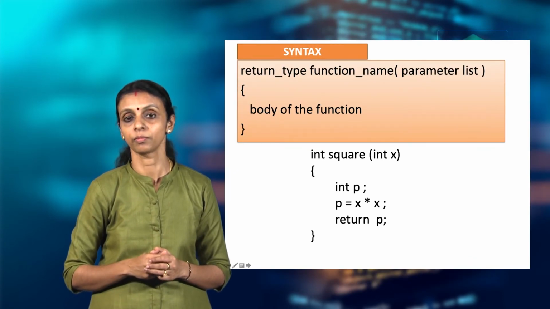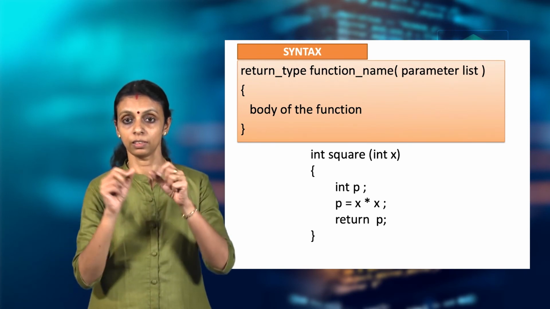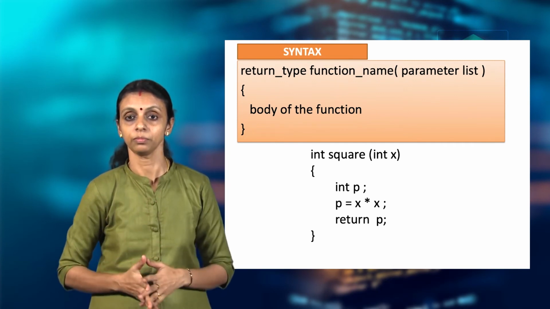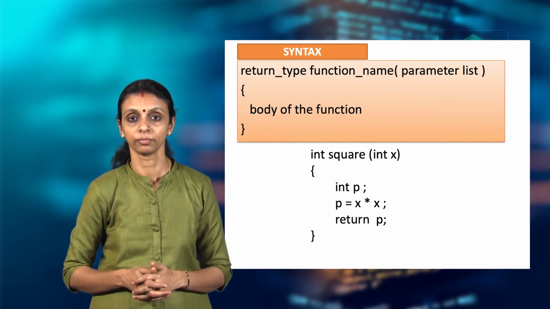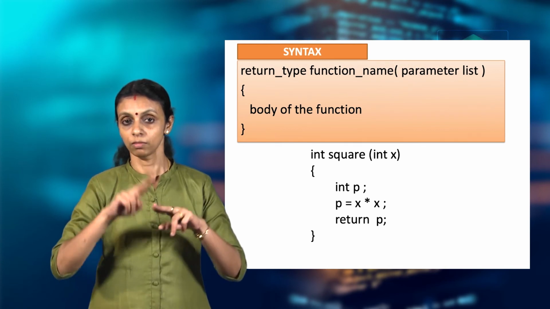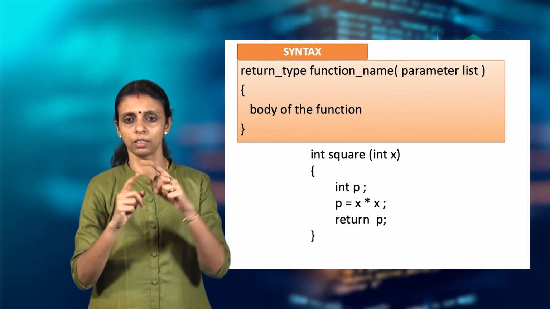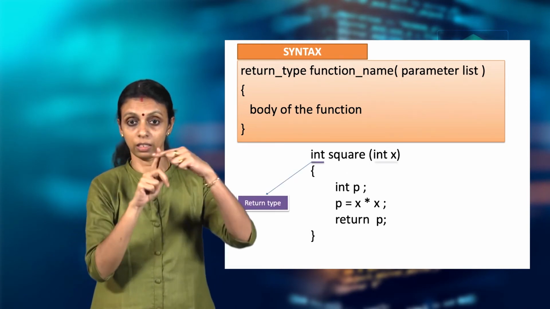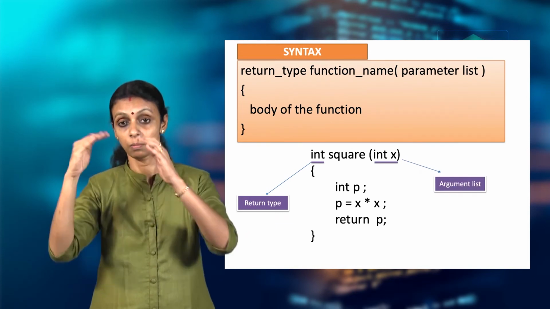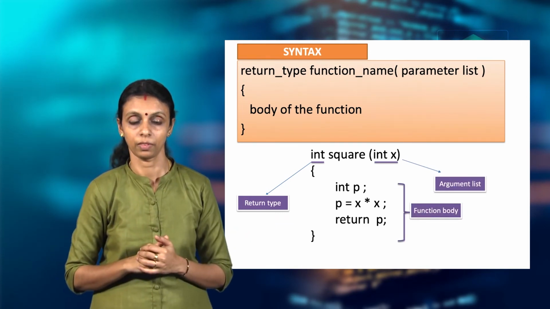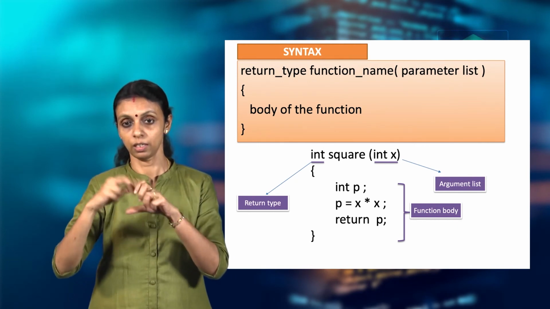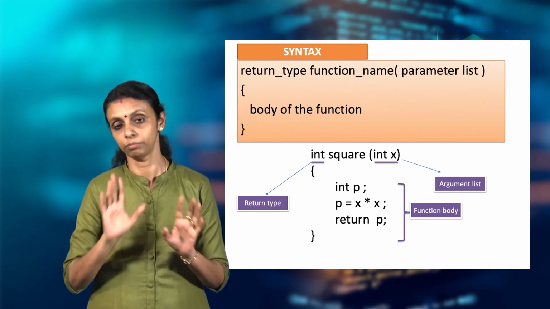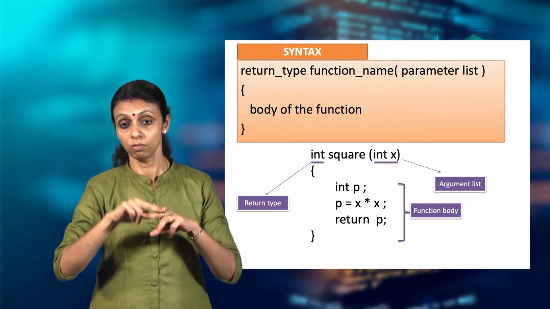Now, let us consider the syntax of function. This is the syntax of a function. A function declaration tells the compiler about a function's name, return type and parameters. A function definition provides the actual body of the function, that is, what the function has to do.